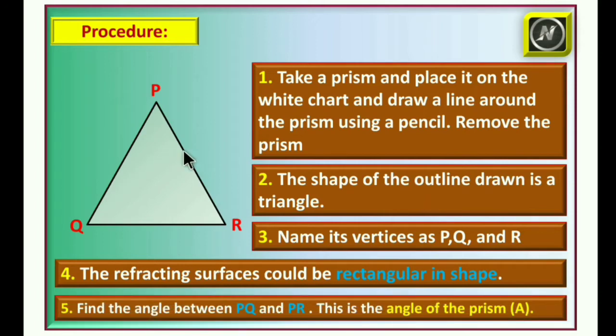Find the angle between PQ and PR. So this is PQ and this is PR. Find the angle between the PQ and PR planes, and this is the angle of the prism A.